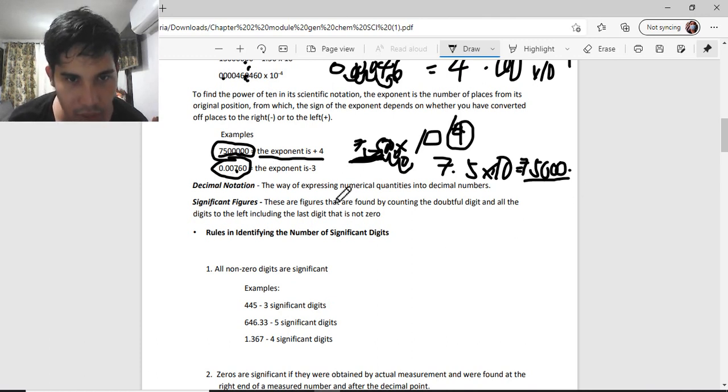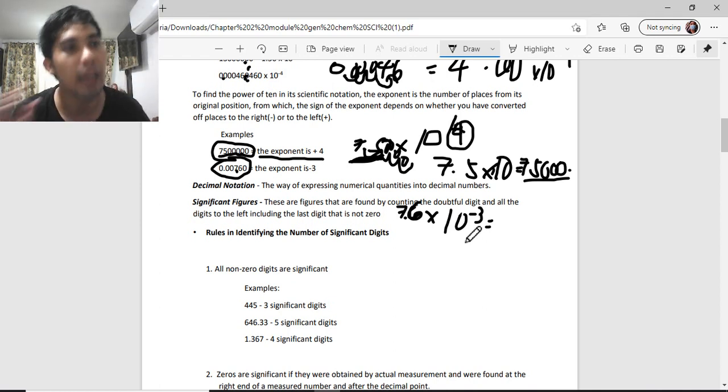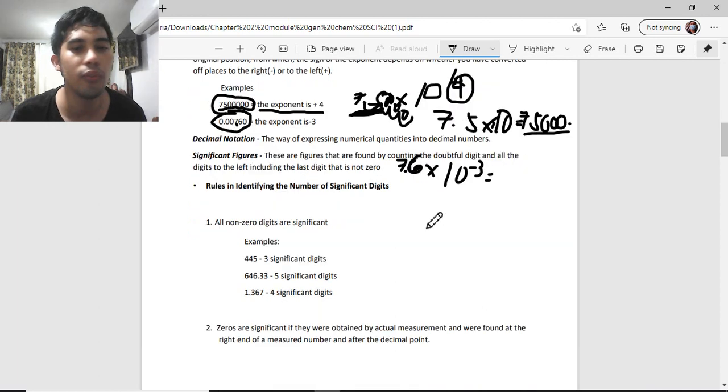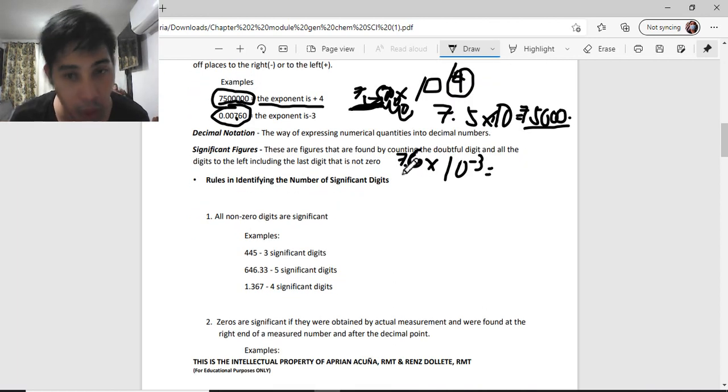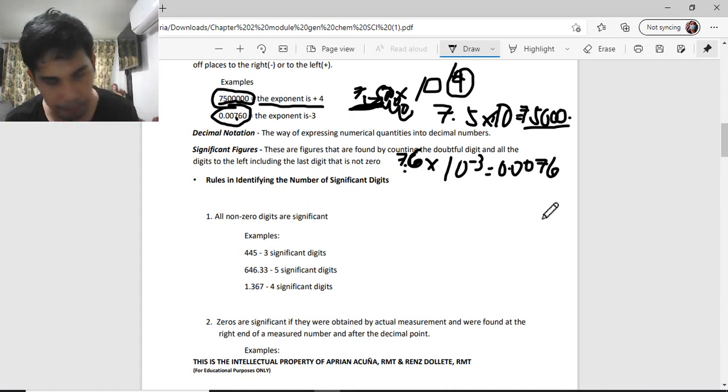Below, you have the value 7.6 times 10 raised to negative 3. Look, class, if the exponent is negative, you expect that your value will become lower. Therefore, you move your decimal point to the left, making your value smaller. You move it 3 times to the left, giving you 0.0076. Remember this very small tip or reminder.